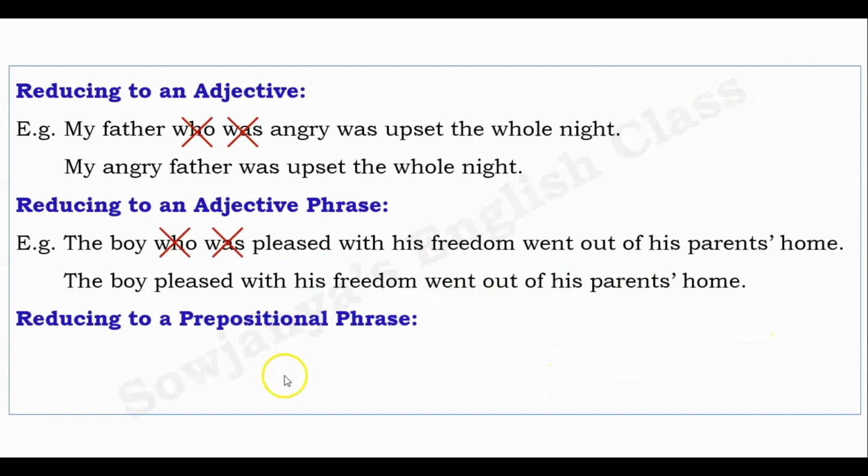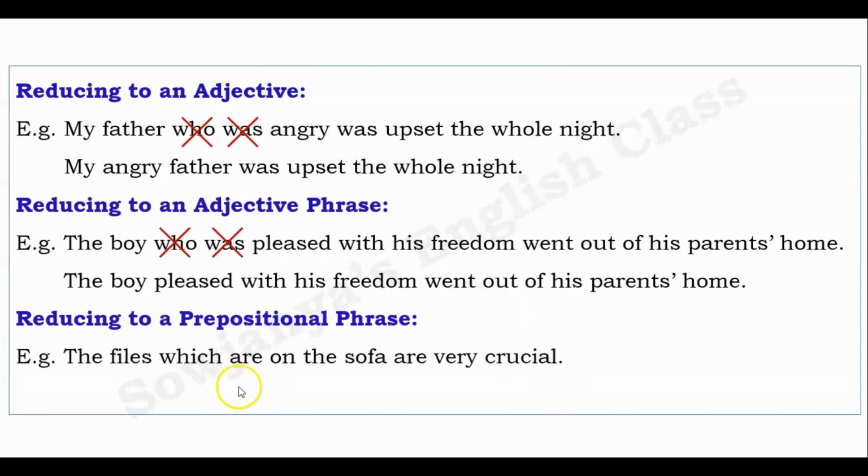And then reducing to a prepositional phrase. How to do that? Example, the files which are on the sofa are very crucial. The files which are on the sofa, that is our adjective clause. How to reduce? First omit relative pronoun which, verb to be are in this sentence. Then we got the answer. The files on the sofa are very crucial. Simple, isn't it?